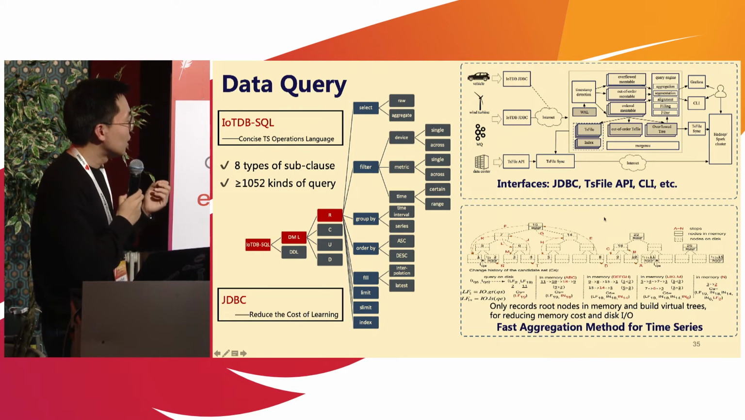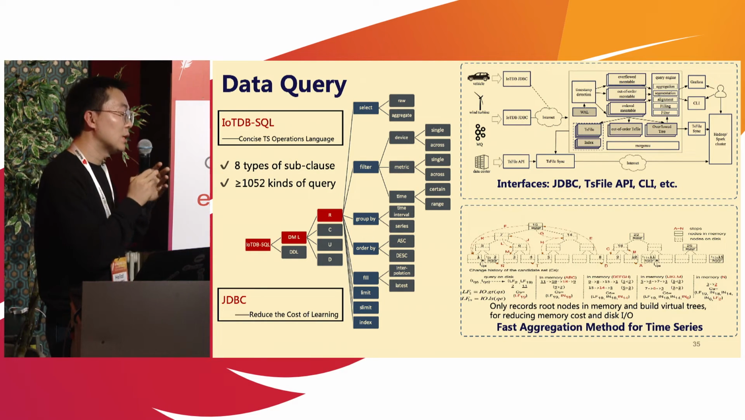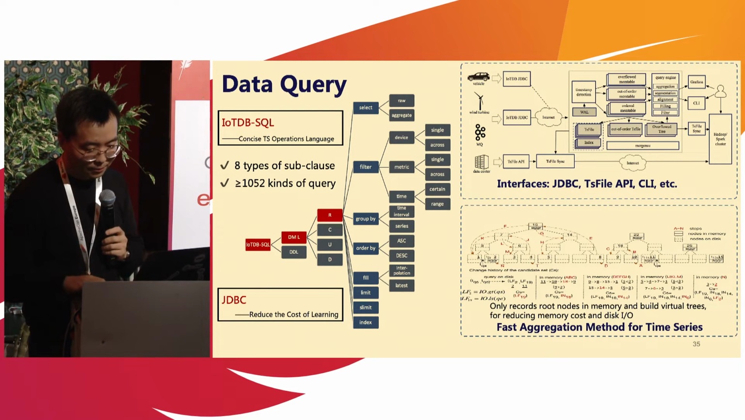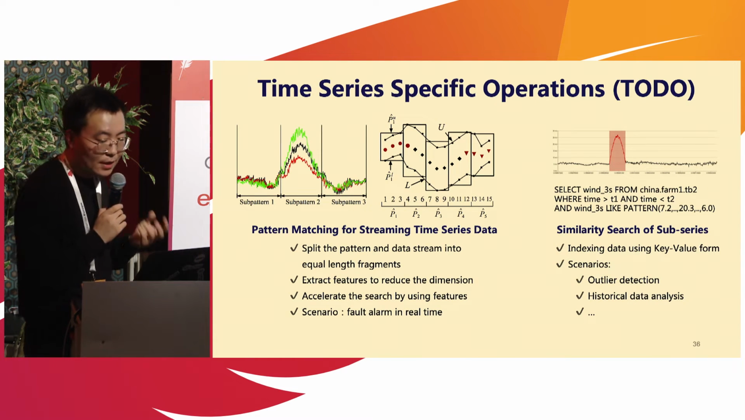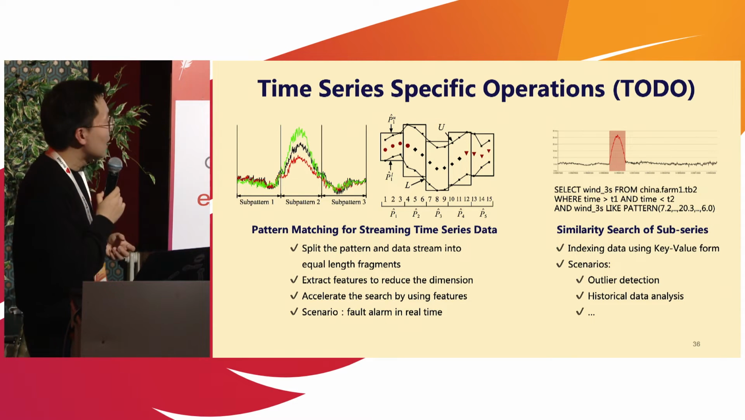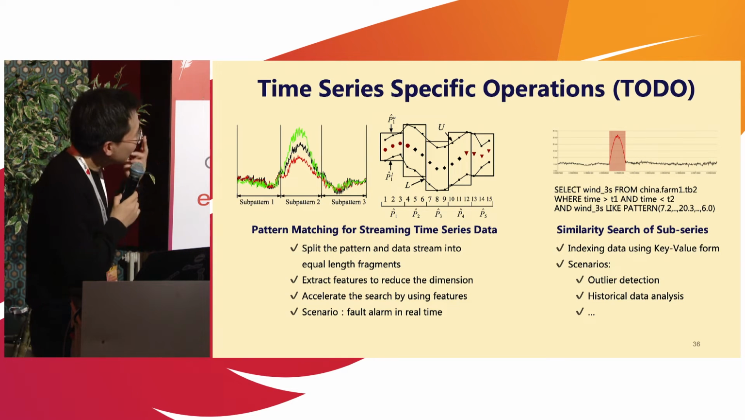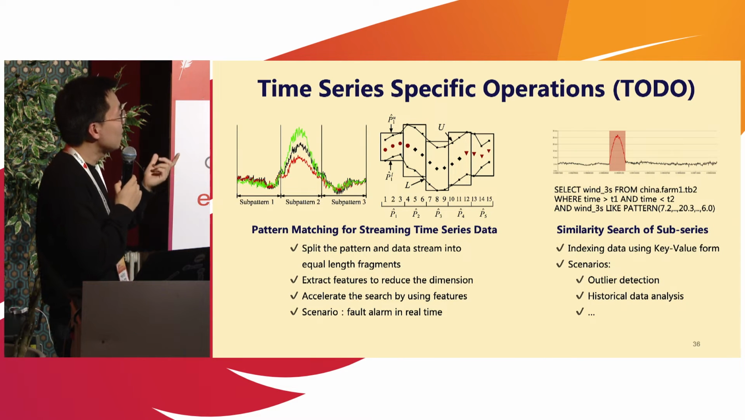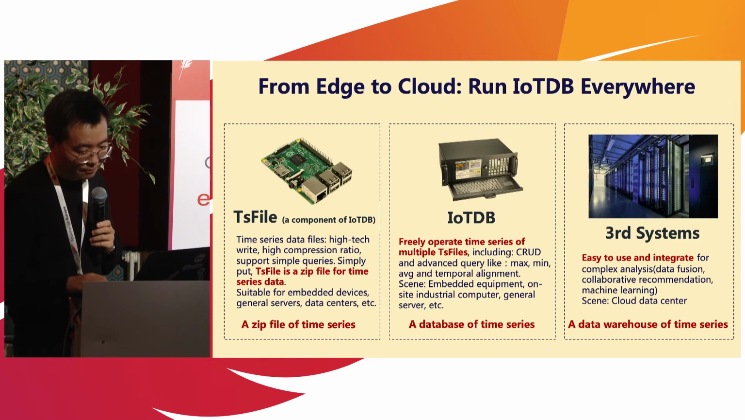Actually, it pre-calculates data first and organizes the pre-calculation result in a forest, not a tree. And these are two indexes for supporting finding a subsequence or finding a pattern among the whole time series dataset. The left is for streaming data, and the right is for historical data. These are two papers, but we are going to implement them in IoTDB.